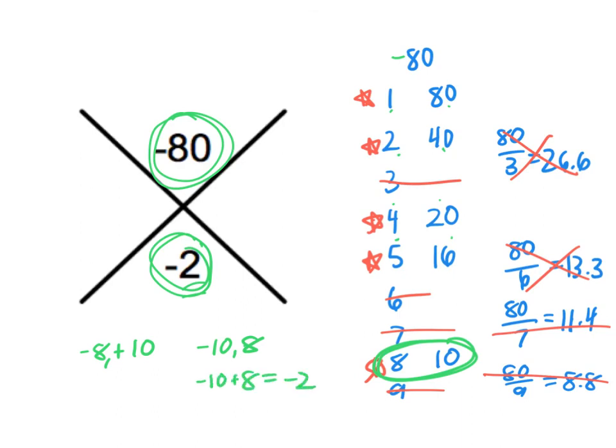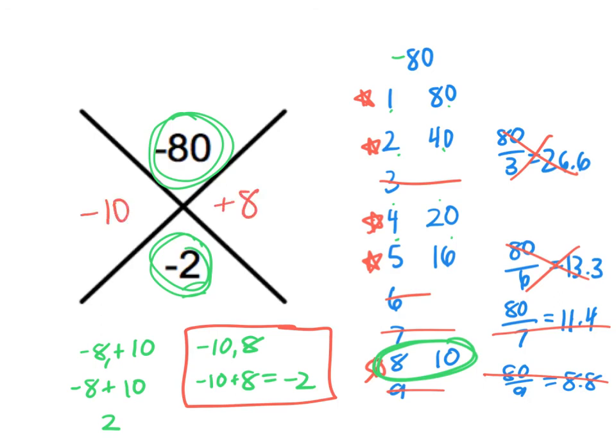And if you're like, yo, Miss Sylvester, negative's not my thing, just add your 2 numbers together. If I did negative 8 plus 10, I would get a positive 2. And I wanted a negative 2, so this one's going to be my answer. So we're going to have negative 10, positive 8. Again, you could flip-flop where these numbers are placed, but the 10 needs to be with a negative, the 8 needs to be with a positive.